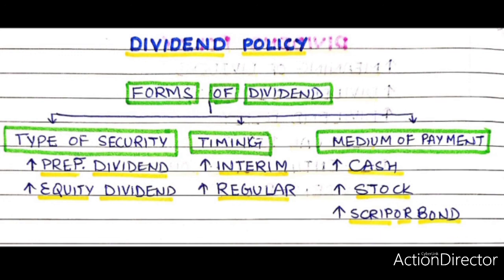Guidelines for issuing bonus shares. A company cannot issue bonus shares at will. As per guidelines issued by SEBI, which is the Securities and Exchange Board of India, a company has to satisfy certain conditions and follow certain guidelines in deciding a bonus issue.